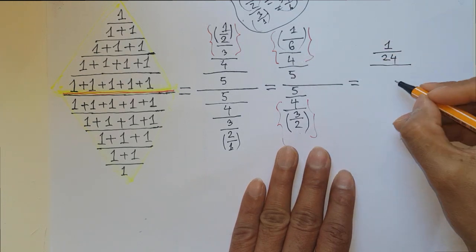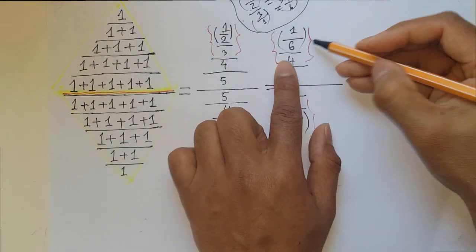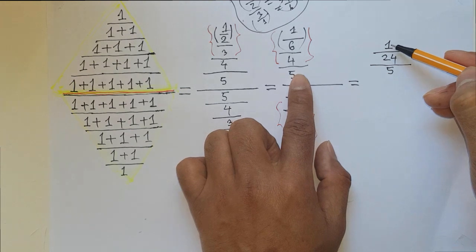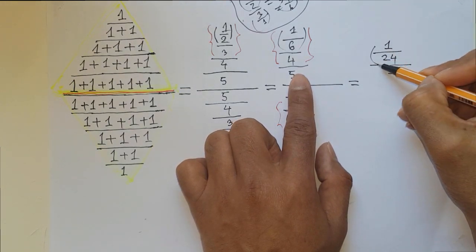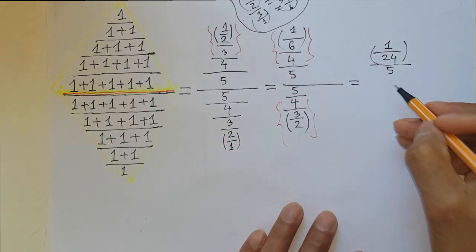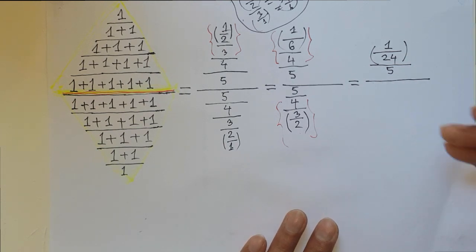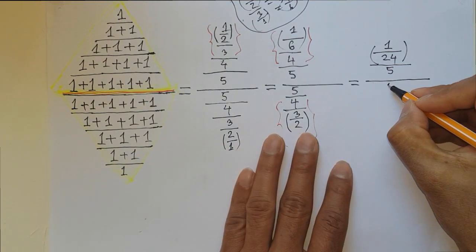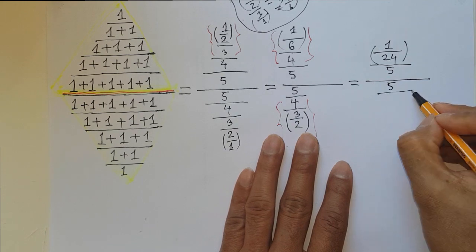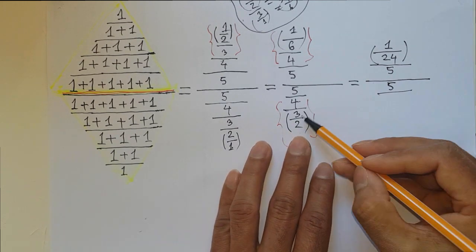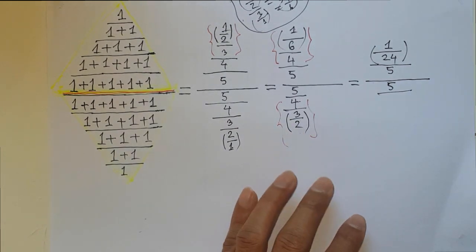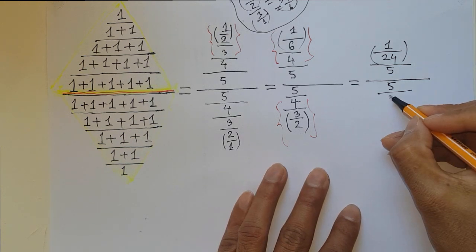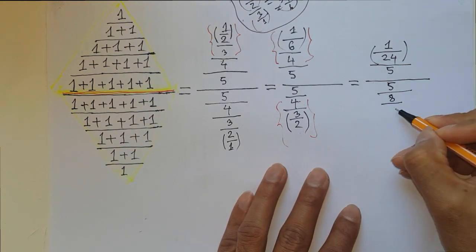And then another one is 5. Look at here, 1 over 6 divided by 4 is equal to 1 over 24. And then 5 remains the same, which is divided by, if you consider 4 is the numerator and 3 over 2 is the denominator, in this case it will be 8 over 3.